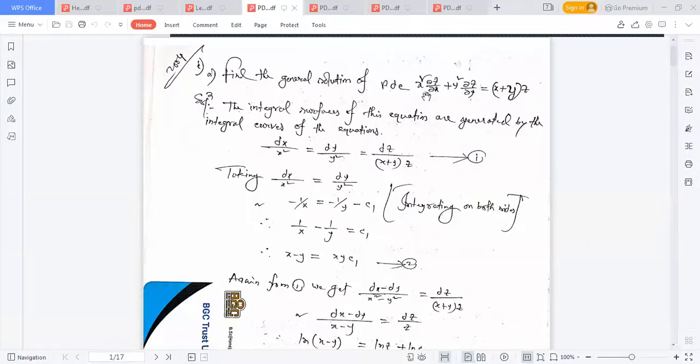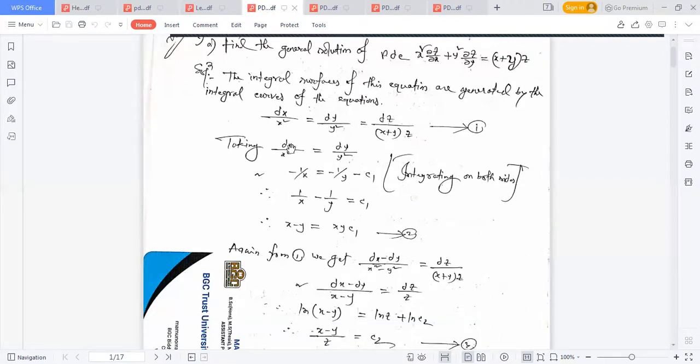Find the general solution of partial differential equation x square del z del x plus y square del z del y equals to z square. That means a small p and a small q, and this is the capital R. So the integral surface of the equation is generated by the integral curves of the equation. This is the auxiliary equation: dx divided by coefficient of small p, dy divided by coefficient of small q, y square, and dz divided by right hand side. This is equation number 1.